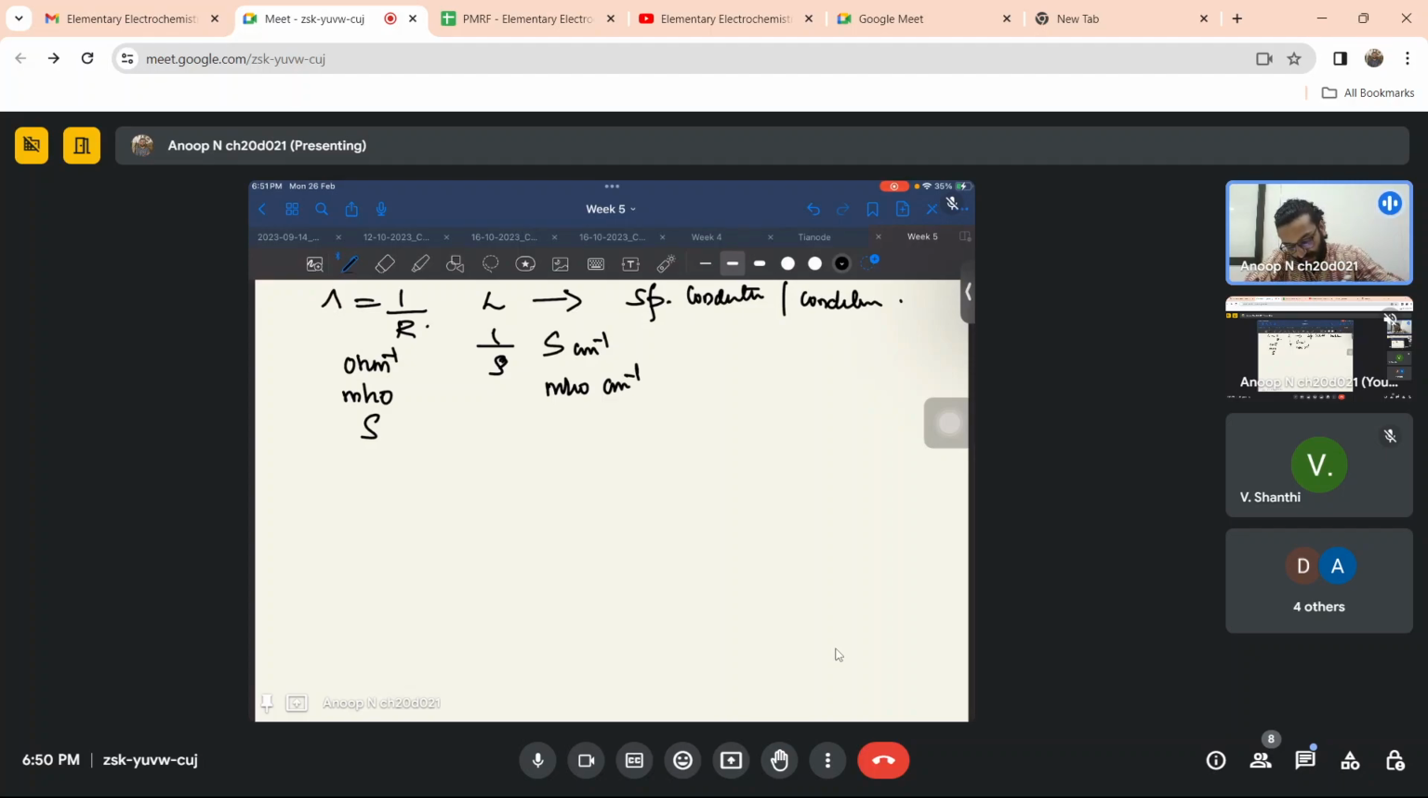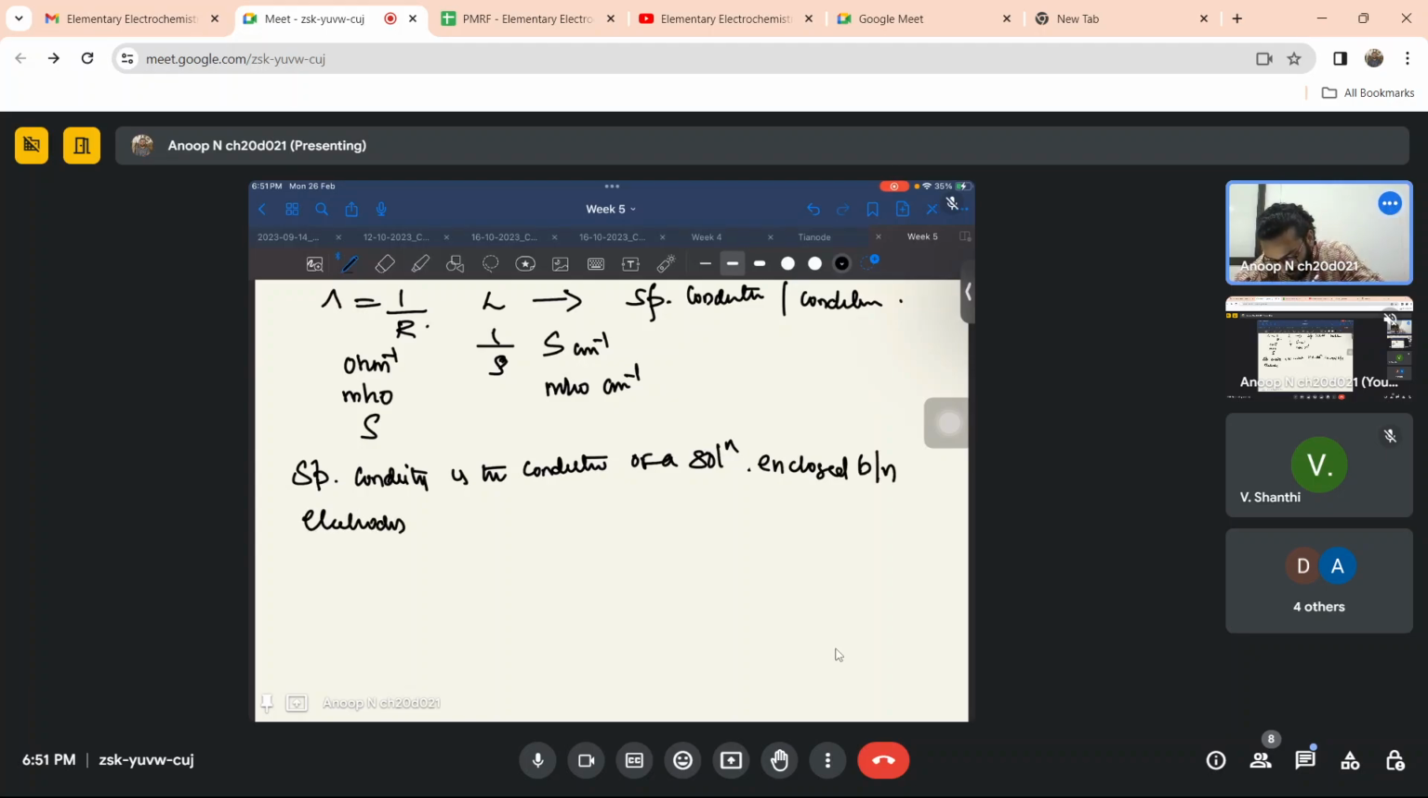So here also we can write: specific conductivity is the conductance of a solution enclosed between electrodes of unit cross section and kept 1 centimeter apart. Unit cross section, you can say 1 centimeter square.